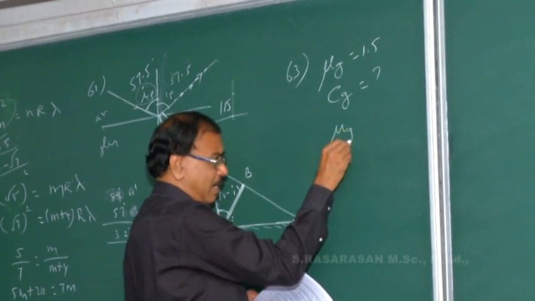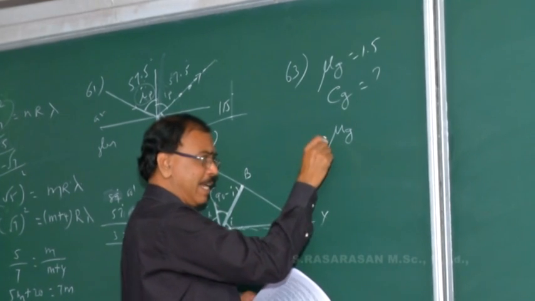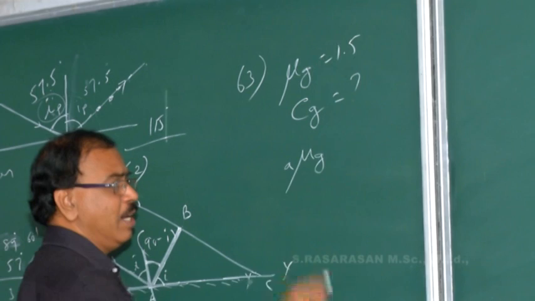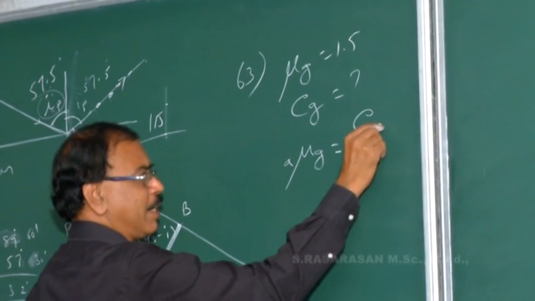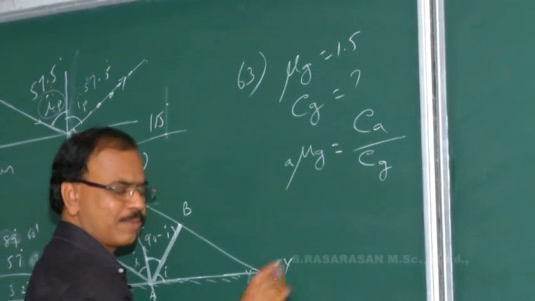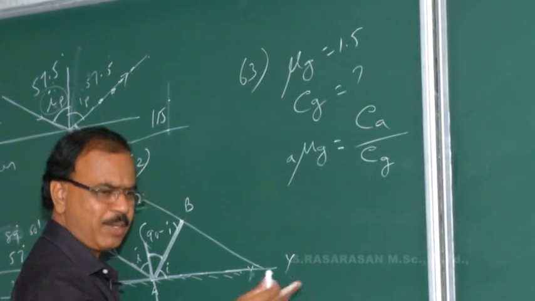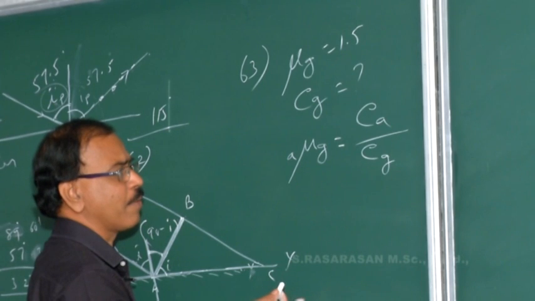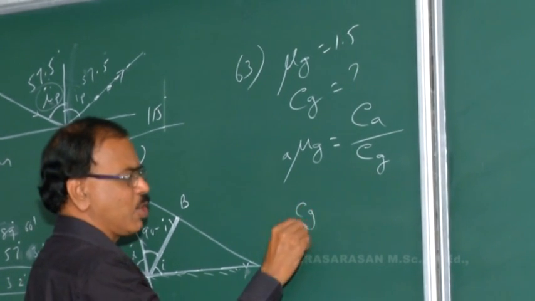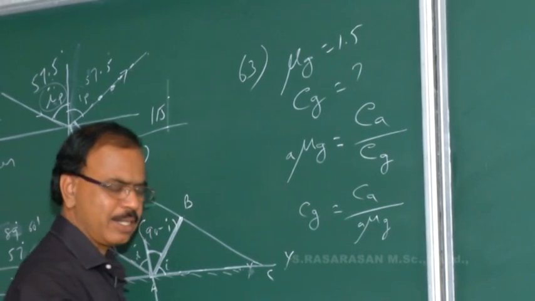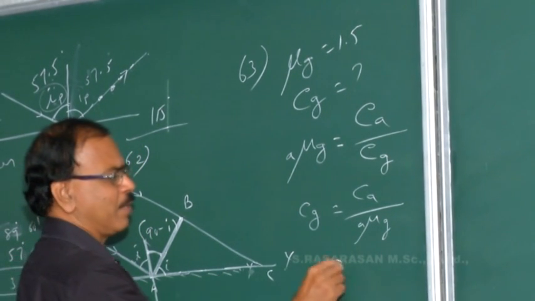For refraction into glass, where does the light come from? It comes from air. Refractive index is nothing but velocity of light in air by velocity of light in glass. The ratio of the two velocities gives the refractive index. We have used that. So Cg is the question mark. So it is Ca by mu g, with respect to air. Air is not mentioned but implied.